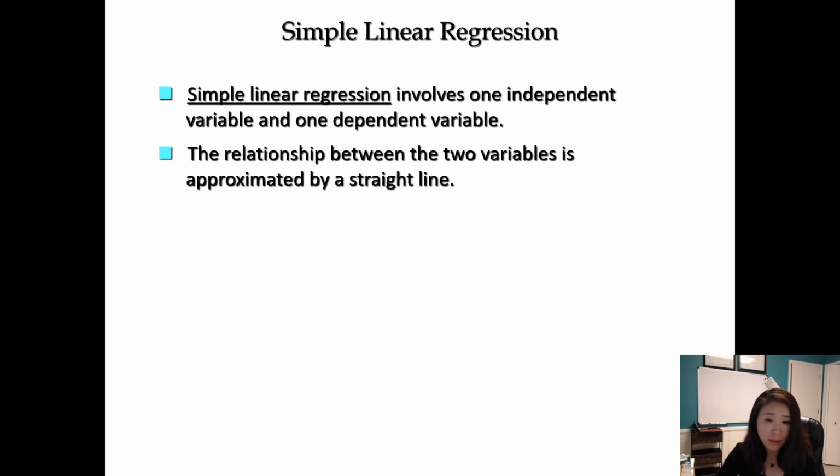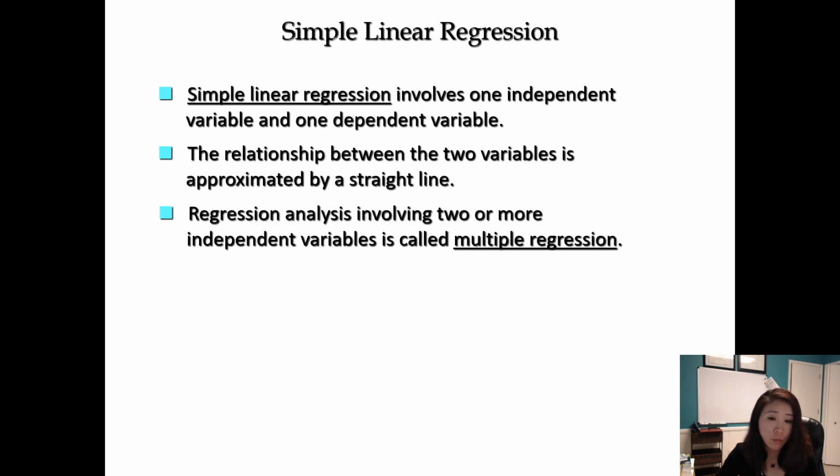If we try to include more than 1 predictor, such as the budget, potential customer, and the availability of the space, all 3 in 1 model, in that case we call it the multiple regression model. Regression analysis involving 2 or more independent variables is called a multiple regression model.